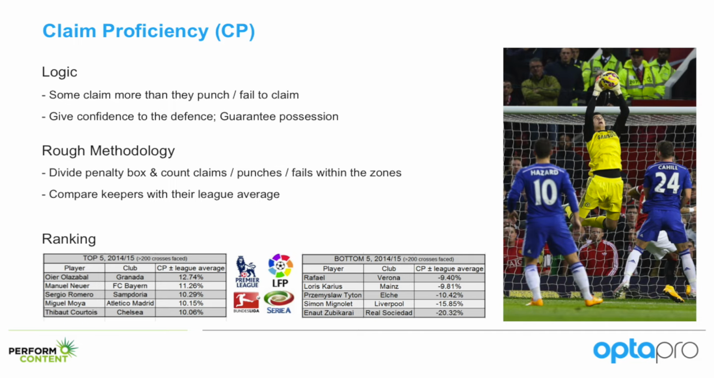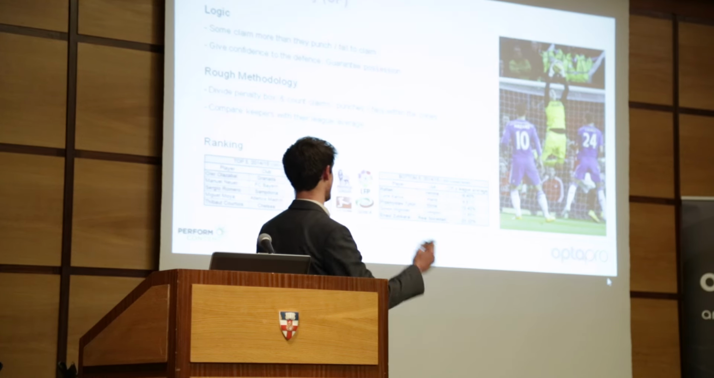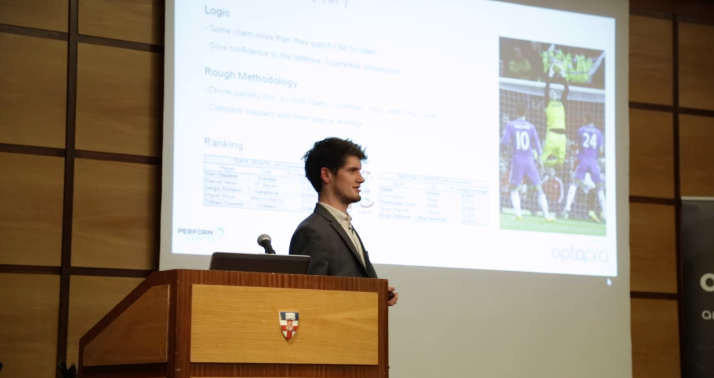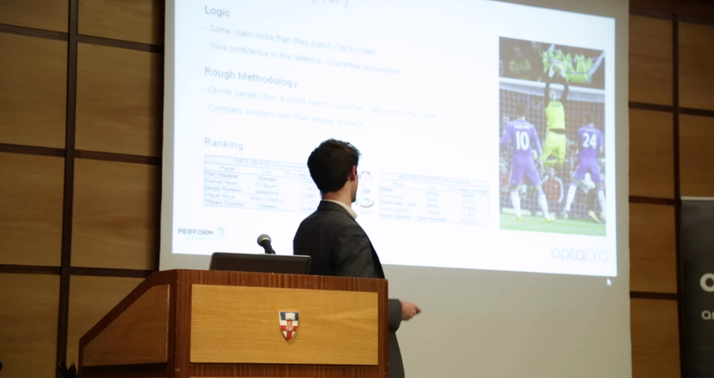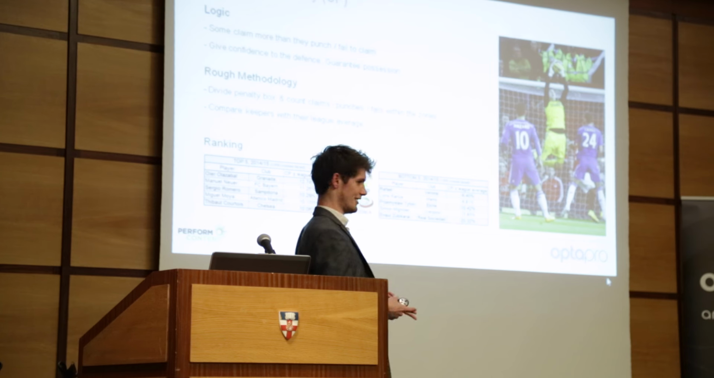And when we look at keepers compared to the league average for whether their claim proficiency is above or below average, keepers like Neuer and Courtois appear very well, and keepers like Simon Mignolet don't appear so well. And Zubikarai of Real Sociedad didn't come out very well at all in this study. He only actually attempted to catch, I think, 12 crosses in the whole of 2014-15. Six of those he punched, three of those he dropped, and three of those he caught.